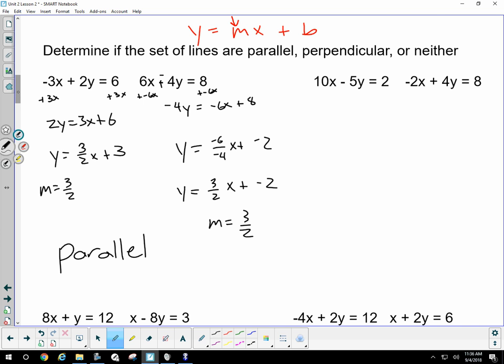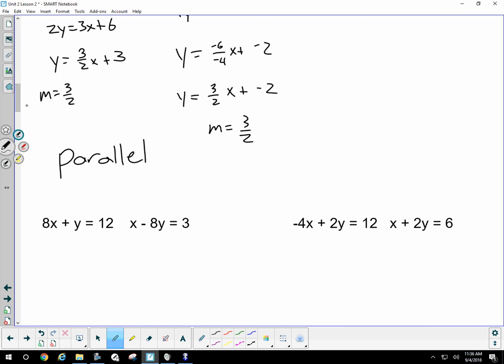Let's go and do this one on the bottom left. I changed this from a 2x to an x. Please note on the bottom left, I changed that 2x to an x. Fairly quickly to solve the left one for y, just add negative 8x. I get y equals negative 8x plus 12. The other one, not so easy. I'm going to subtract the x or add the negative x. Know that the negative stays with the 8. I have negative 8y is equal to negative x plus 3.